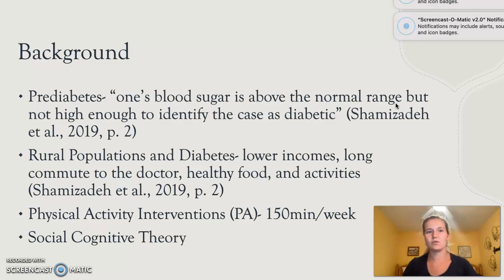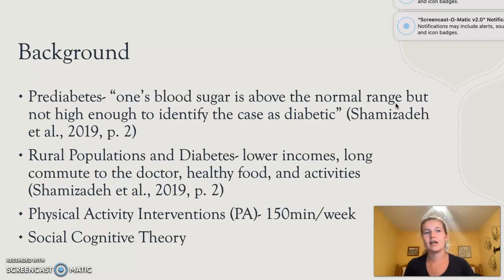Before going into the research questions and the design, I think it's important to define some terms that I will be mentioning in this presentation. Prediabetes, as it is defined in this article, is the idea that, quote, one's blood sugar is above the normal range, but not high enough to identify the case as a diabetic. So basically, people have elevated blood sugar outside of the normal range, but that elevation is not high enough to constitute a case of type 2 diabetes, but those people are likely to be diabetic if that is not changed in the near future.